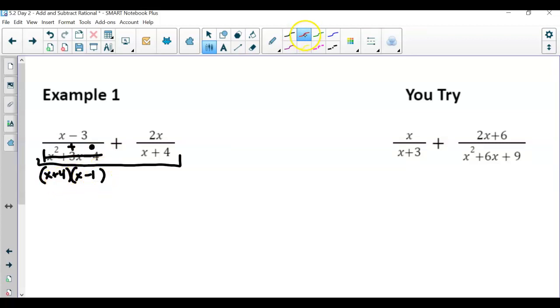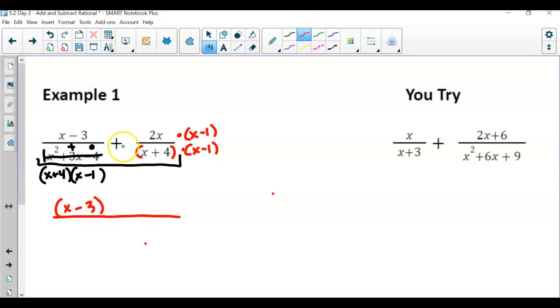So in this denominator, if I only have x plus 4, well then what's missing? X minus 1. So I need to multiply by x minus 1 to get my common denominator of x plus 4 times x minus 1. So here I'm going to, again, just combine everything together as one fraction. So no changes needed for our first rational expression because it already has the denominator that we're using here. So I'm just going to bring down x minus 3.